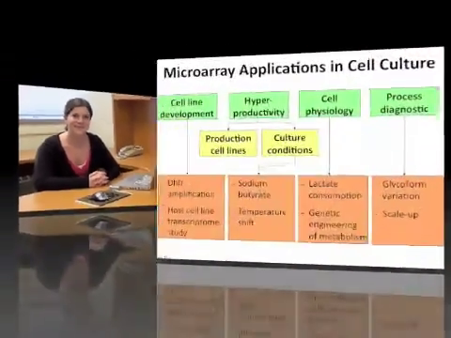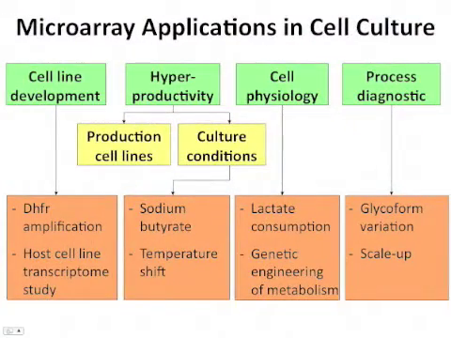Today I'll be sharing with you an example of transcriptome analysis in mammalian cell culture. We can think of a number of applications for microarrays in cell culture, and today I'd like to share with you an example where we used them to study hyperproductivity. Now we can approach this problem from two different angles. One can be to look at different production cell lines, for instance comparing high and low producers, and the other is to look at different culture conditions which are known to increase productivity.